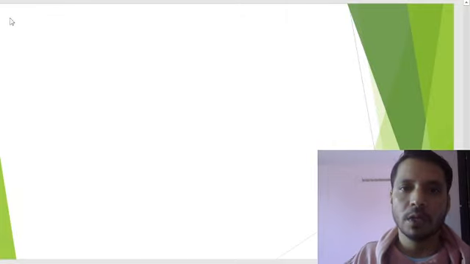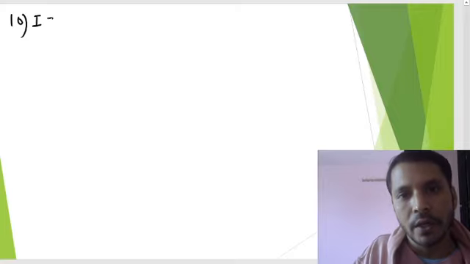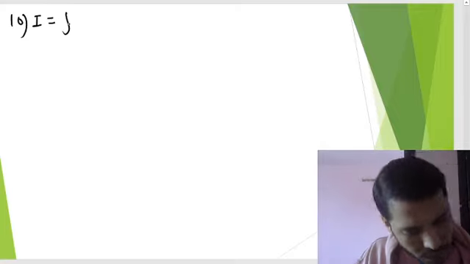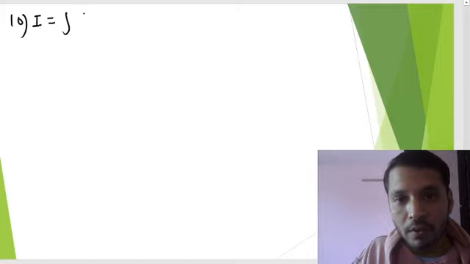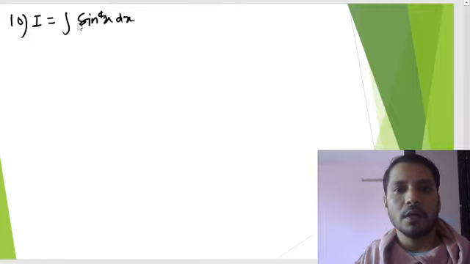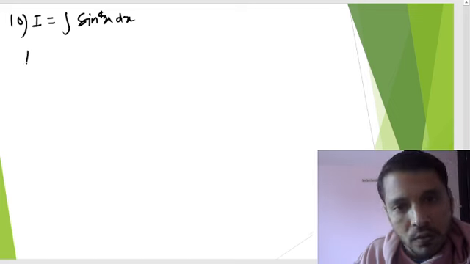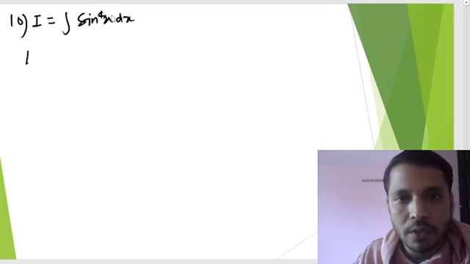So question number 10, we have I is equal to integrate sine to the power 4. Sine to the power 4, this is a very important question actually. So here how can we do that? Sine to the power 4 we cannot integrate directly, so we can reduce it to a lesser power first.